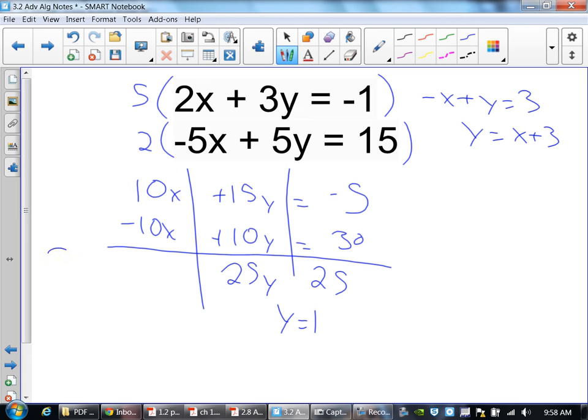And then you substitute back in. So I have 2x plus 3 times 1 is negative 1. Add the 3, all of a sudden we get x is also 1. Right? No, wait. You're wrong. Oh, I did subtract. Yes, negative 2. Sorry, I was adding. 2x is negative 4. There we go.